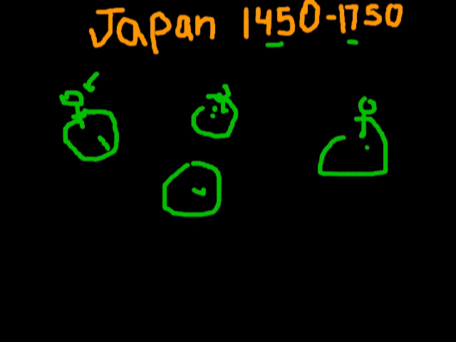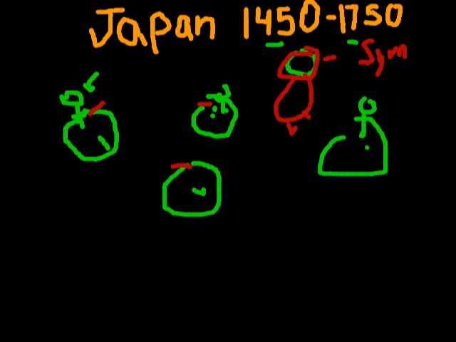So the emperor's power, let's say, was symbolic. He doesn't really control any power. But these individual daimyos are the ones who actually control the stability of every single island in Japan.